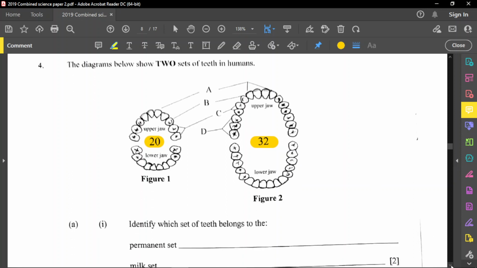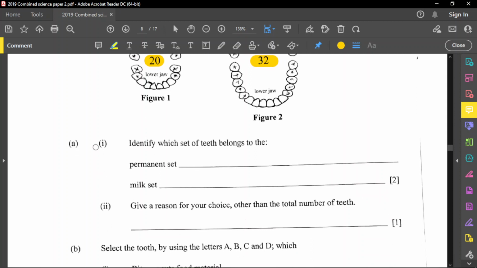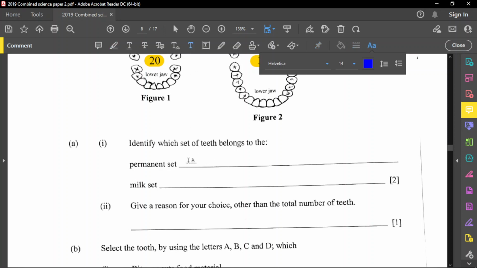All right, so let's go into talking about these answers now. For part A, identify which set of teeth belongs to the permanent set and which one belongs to the milk set. The milk set is also called the temporary teeth, and those are for babies or young children. So the permanent set will be figure 2. So let's put figure 2 right there. Figure 2 has more teeth. Remember, adults have more teeth compared to infants, and so figure 1 will be the milk set.